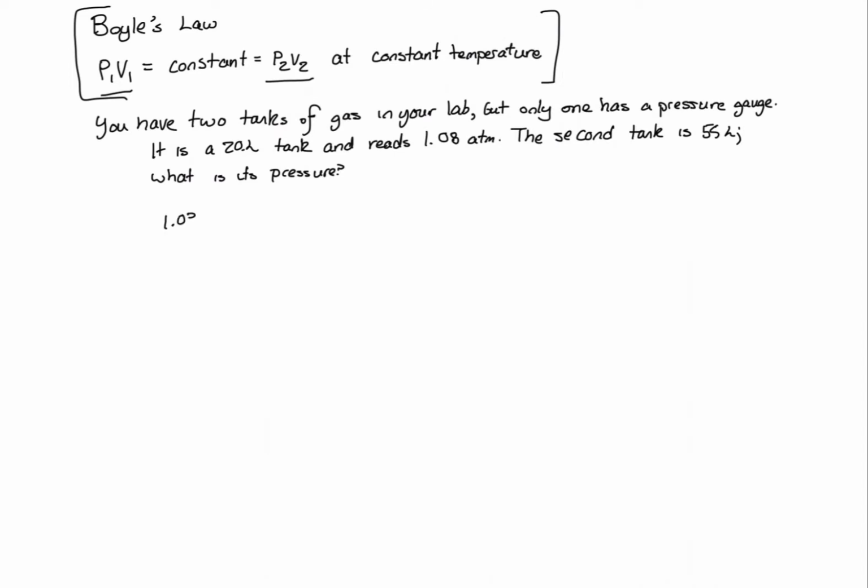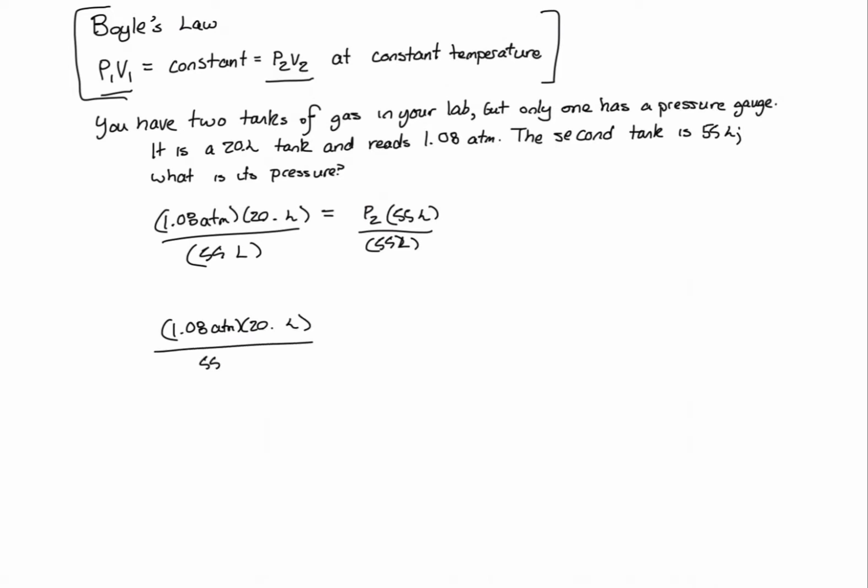P1 is going to be 1.08 atmospheres, and V1 is 20 liters. And we need to solve for P2 when our volume 2 is 55 liters. So to solve for P2, we're going to divide both sides by 55 liters. And we can see now, if we rewrite this out, we have 1.08 atmospheres times 20 liters divided by 55 liters equals pressure. We can cancel out liters because they're on top and bottom, and we're left with atmospheres, which is what we want to have for our final pressure unit. If you solve that, you'll get 0.39 atmospheres. That will be the pressure in your second tank.